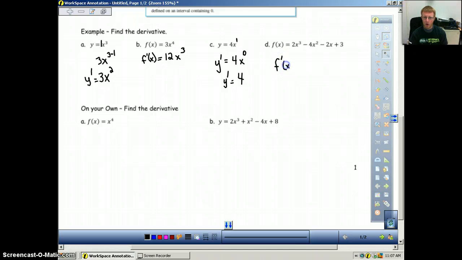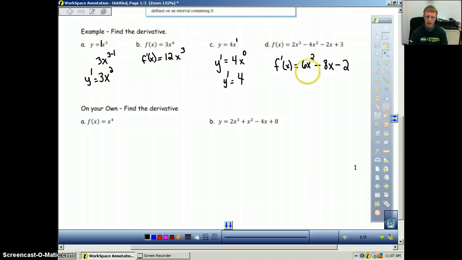So we can separate them all into different pieces there. So this is going to be 6x squared minus 8x. I did 2 times 4 is 8. Subtracted 1 off the power, so we have 8x to the first, minus the derivative of negative 2x is going to be negative 2. 1 times 2 is 2, and then we have x to the 0, so that gets rid of that. And then our derivative of our constant is 0, so we don't need that. So this is our derivative.